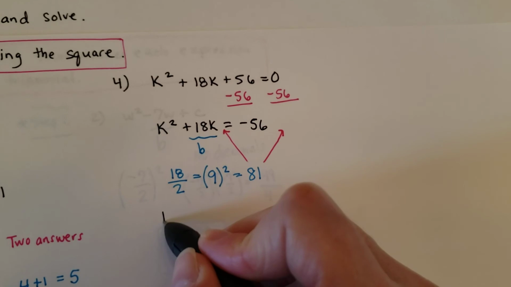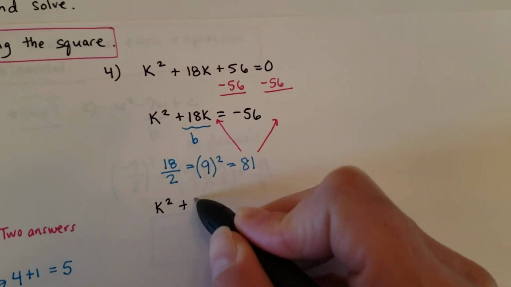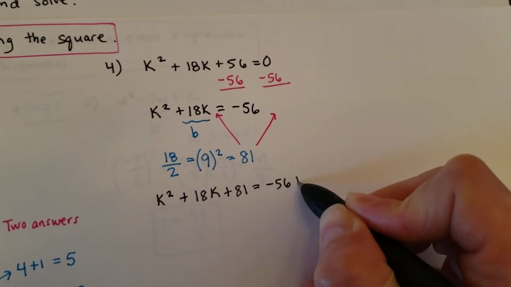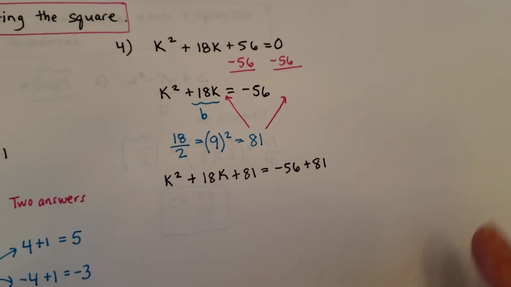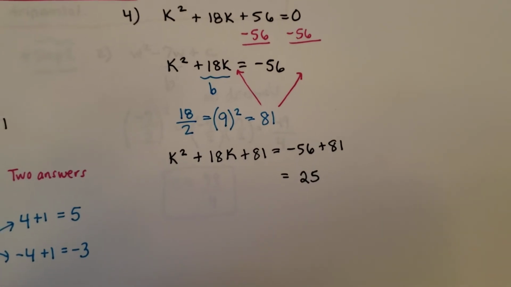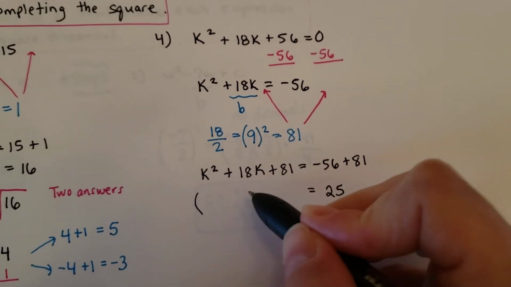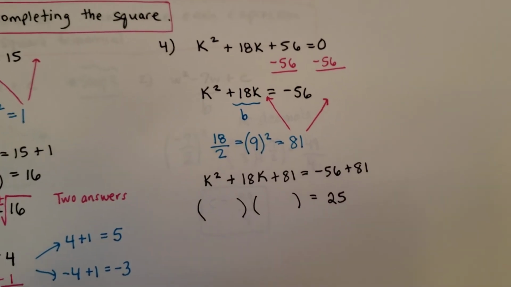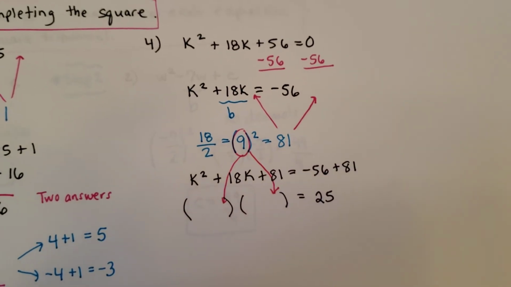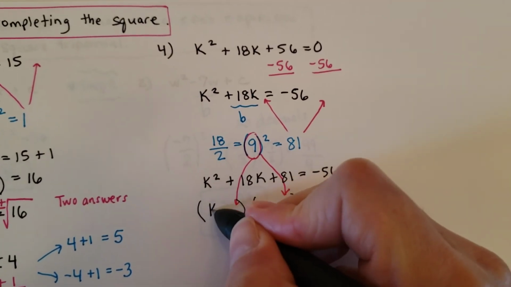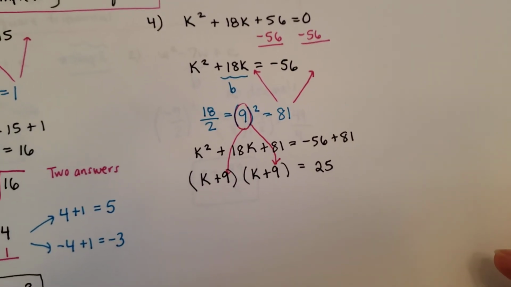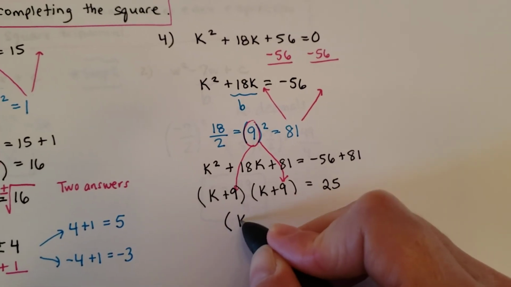So it's going to look like k squared plus 18k plus 81 equals a negative 56 plus 81. The right side is going to give us a 25, and just put that into your calculator. The left side, you're going to write 2 sets of parentheses. The number that was here before you squared it, this number, and make sure you take its sign, goes down. So that's a positive 9. So I'm going to have a k with a positive 9 and a k with a positive 9. We have it twice. So if we have it twice, we're going to write it with a squared.